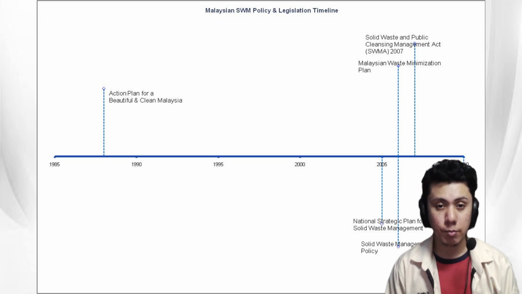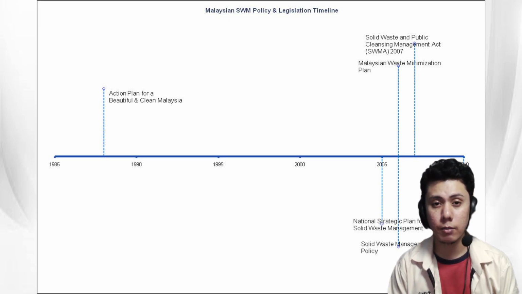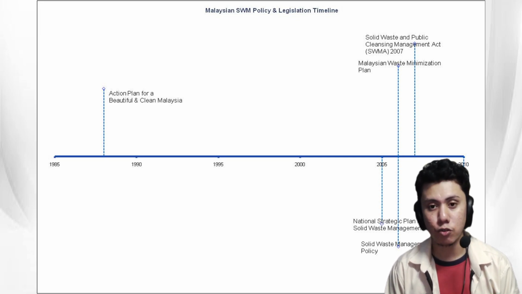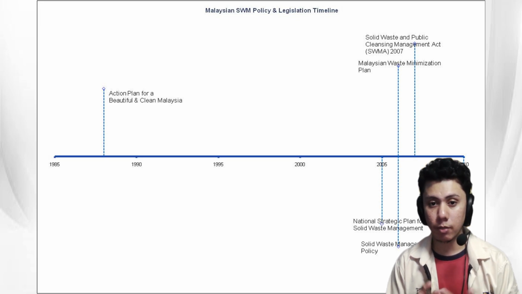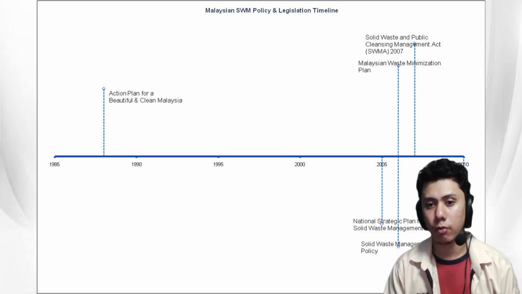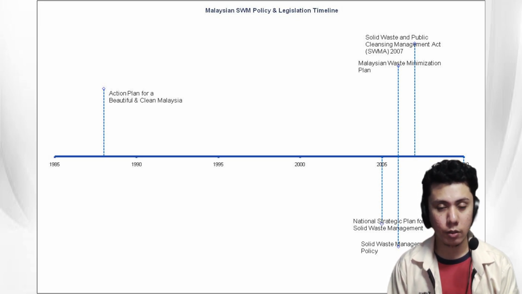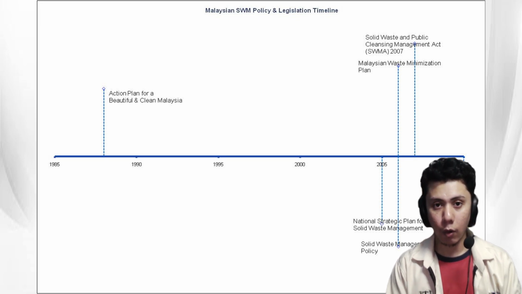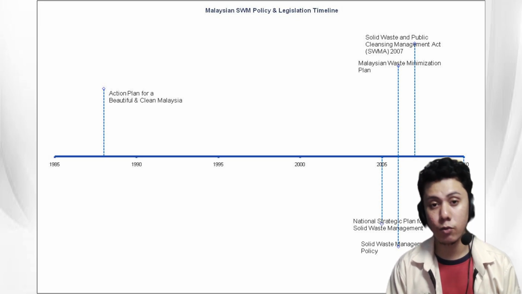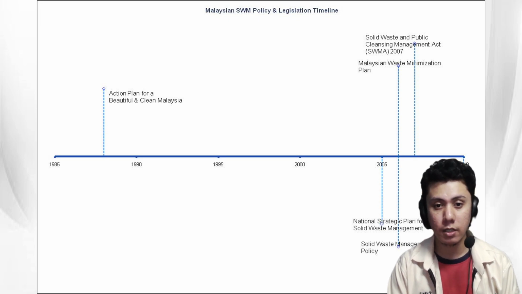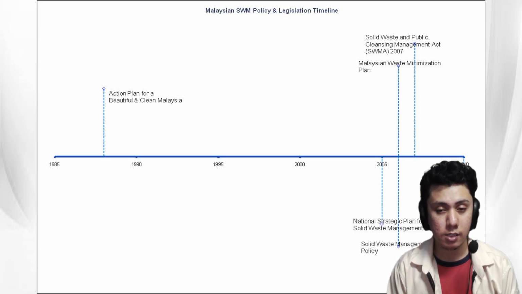First is the Action Plan for a Beautiful and Clean Malaysia (ABC), made in 1998 by the Ministry of Housing and Local Government. The aim is to produce a national uniform municipal solid waste system that was productive, environmentally sound and socially acceptable in Malaysia by 2010. However, the ABC policy was not officially endorsed by the National Council for Local Government and was not implemented successfully.